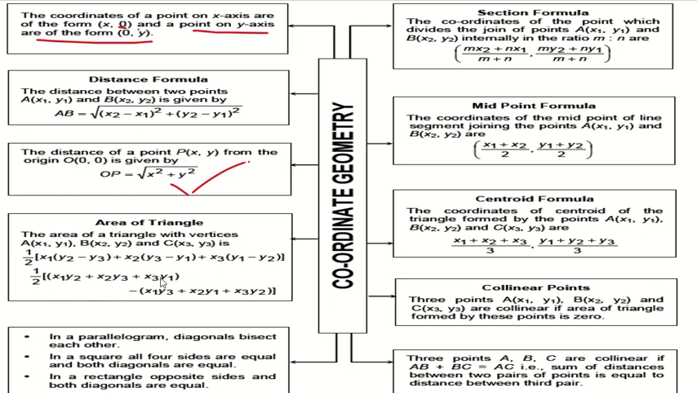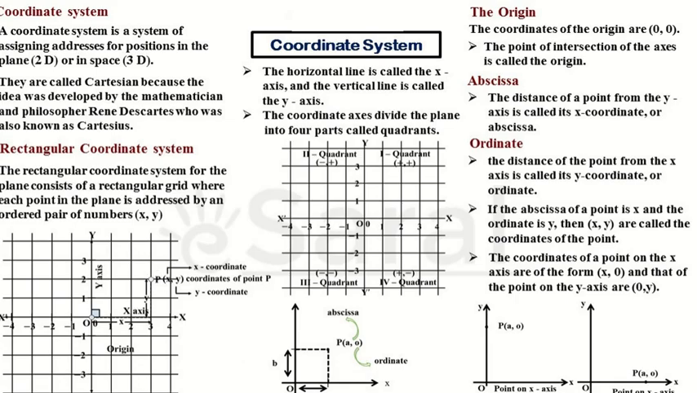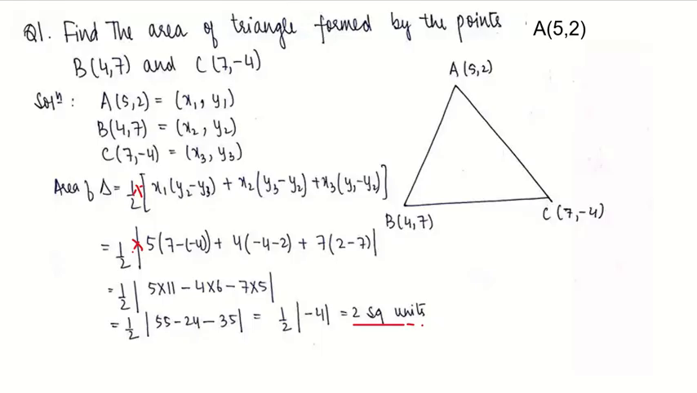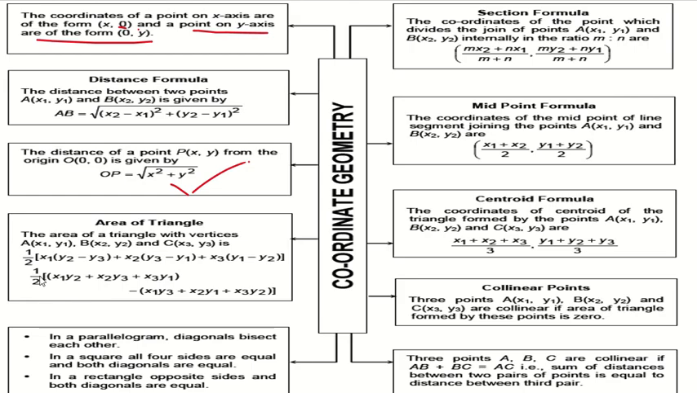Next, area of a triangle, we learned it, right? So what is the area of a triangle? Area of a triangle is half into x1(y2 minus y3) plus x2(y3 minus y1) plus x3(y1 minus y2). This is a formula we learned.